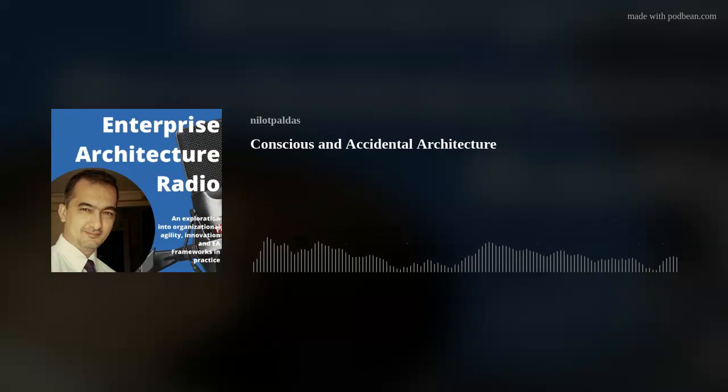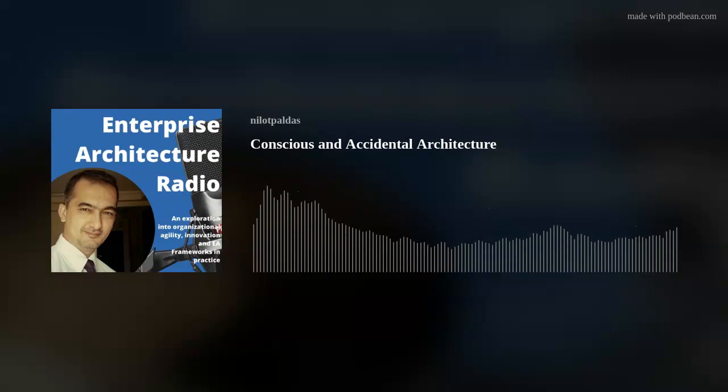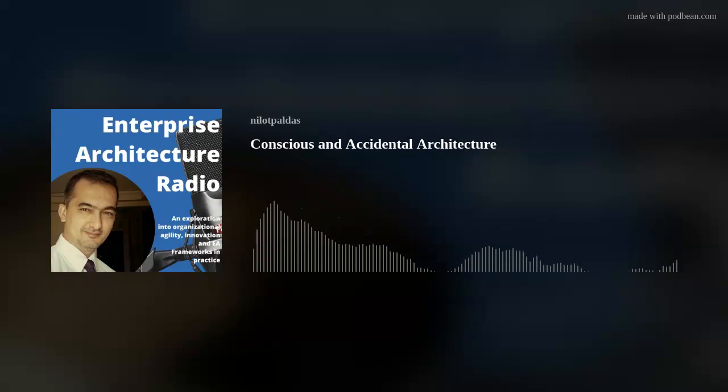And they gain this implicit experiential knowledge that helps them in taking decisions. Now, sometimes these decisions are not the best decisions, because the one thing that conscious architecture brings is the required training, the understanding of the principles of design that helps us in making better decisions.